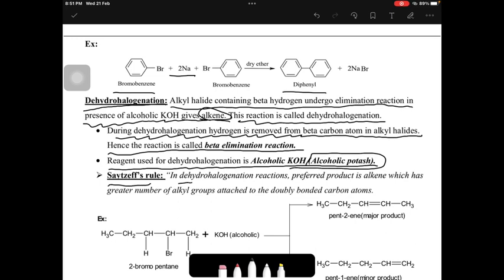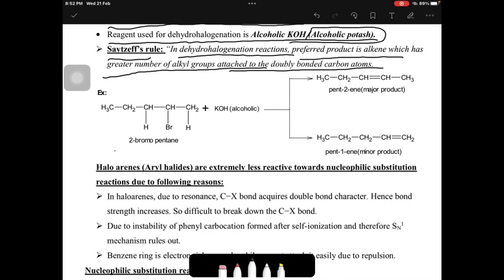CET and PUC rule: in a dehydrohalogenation reaction, the preferred product is the alkene which has a greater number of alkyl groups attached to the double-bonded carbon atoms. When 2-bromopentane is treated with alcoholic KOH, it gives pent-2-ene as the major product and pent-1-ene as the minor product.